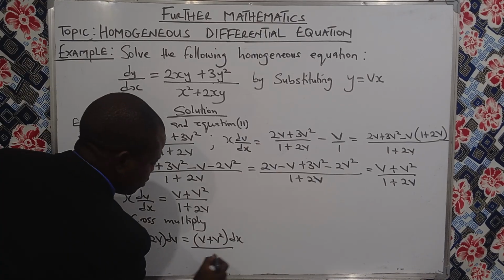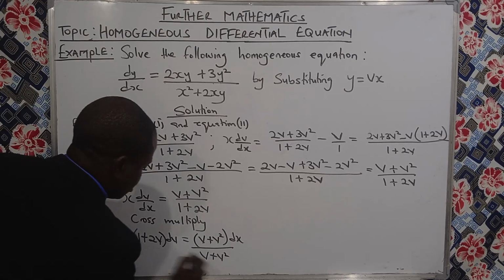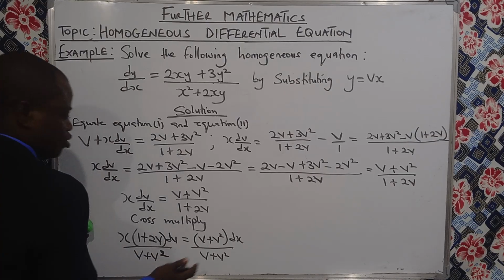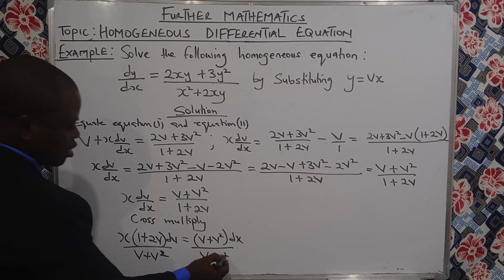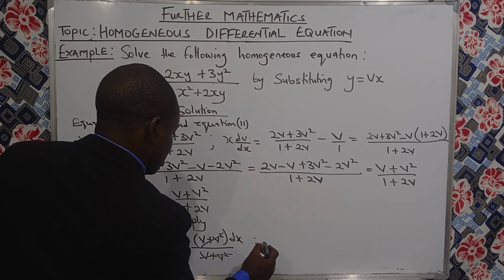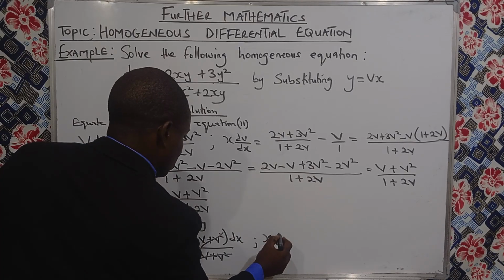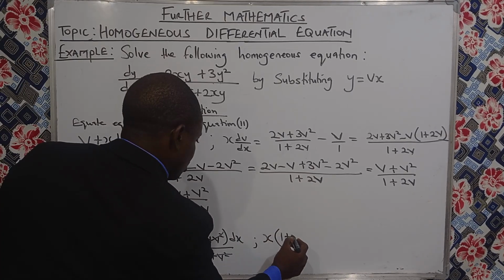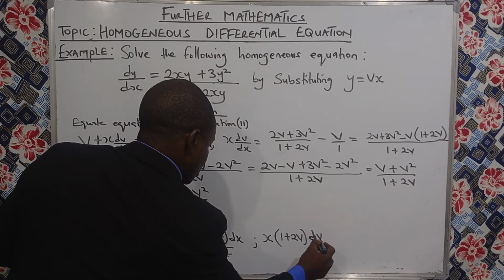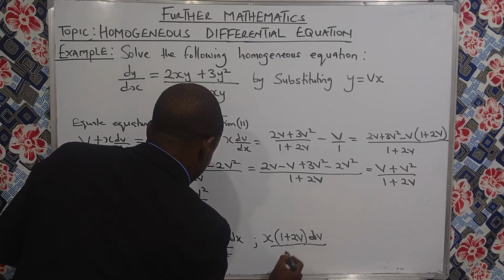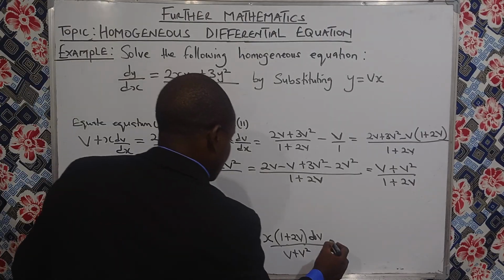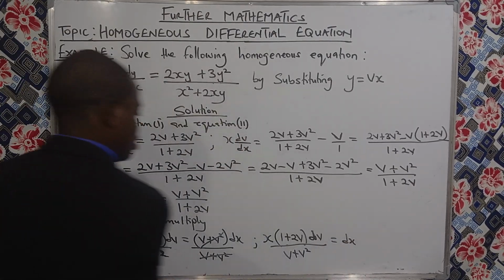Now divide both sides by v plus v squared. This side also v plus v squared. Whatever you do to the right hand side, you do the same thing to the left hand side. Cancel out. Now x times the bracket 1 plus 2v dv over v plus v squared equals dx.